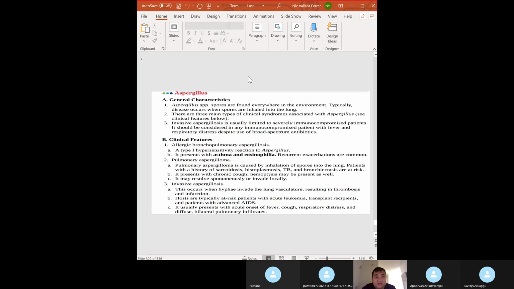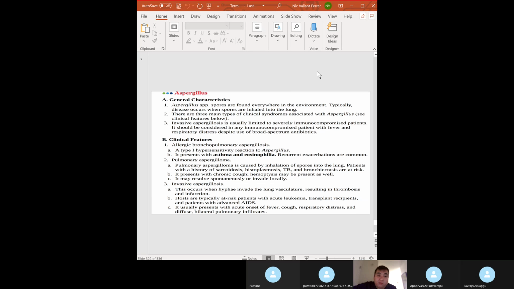So Aspergillus or aspergillosis, right? This one, you have ABPA. You need to know this one. This is high yield. Allergic bronchopulmonary aspergillosis. It's a type 1 hypersensitivity reaction. What can we see? Asthma and eosinophilia. That's it. Invasive aspergillosis only occurs if you're immunocompromised, like an AIDS patient.